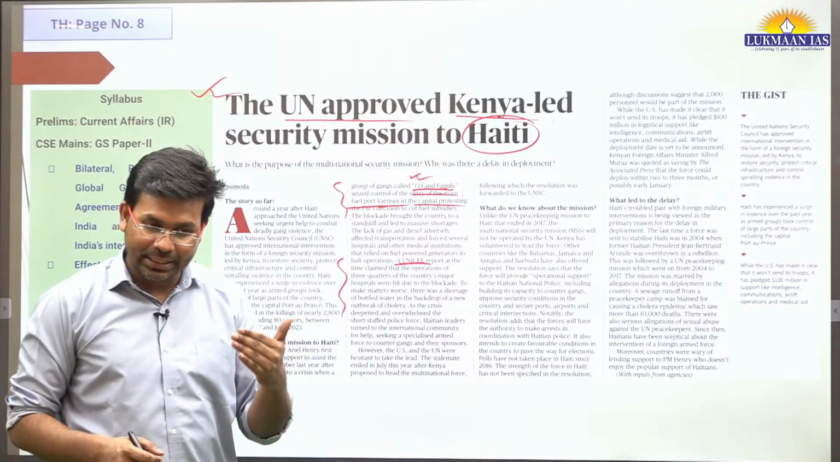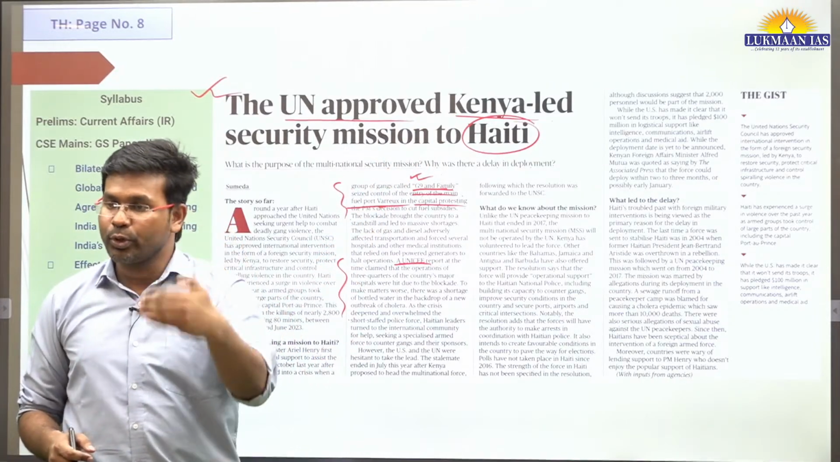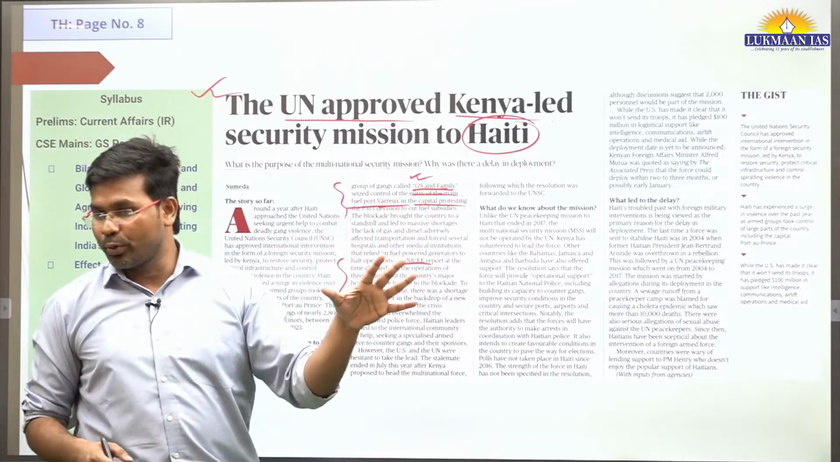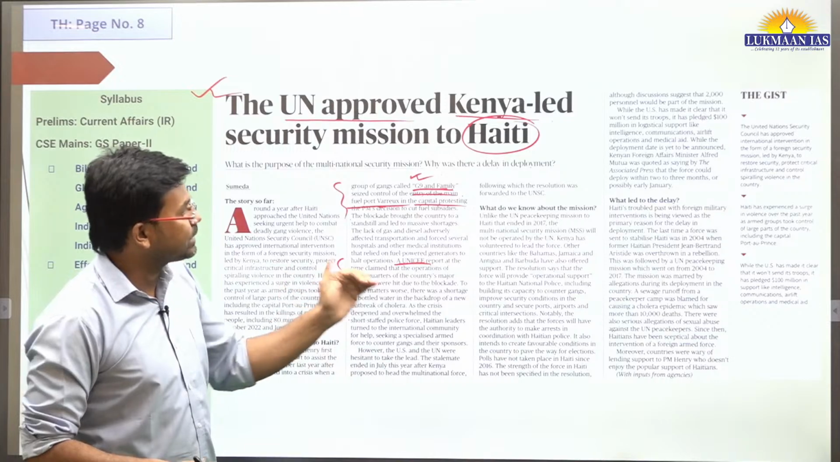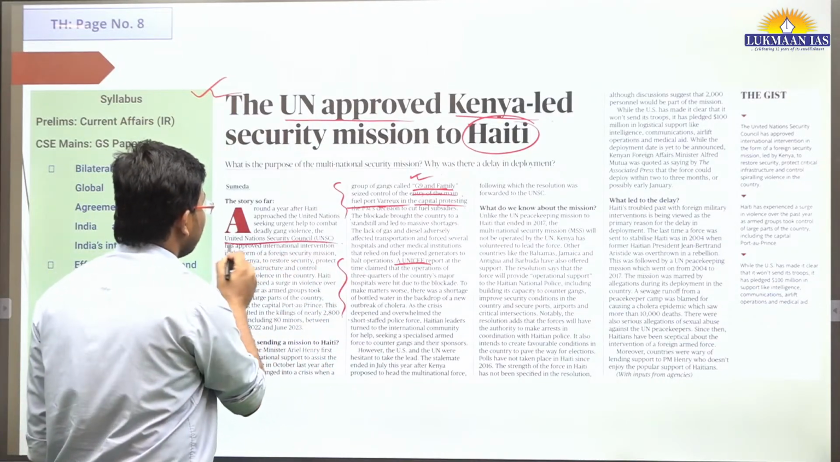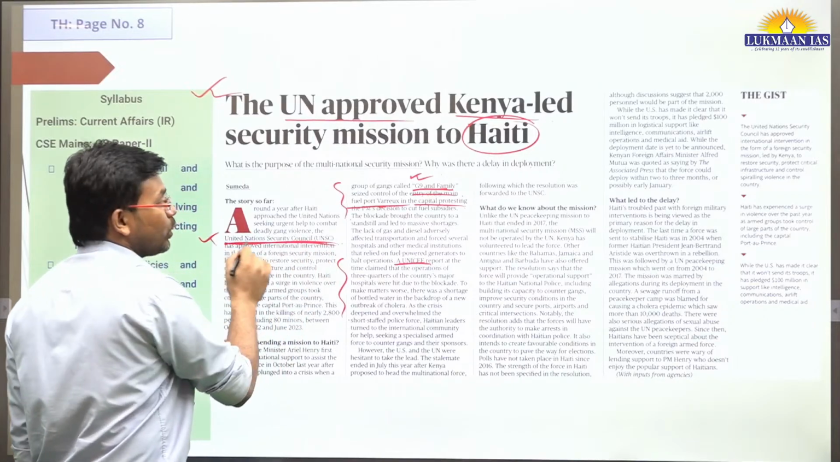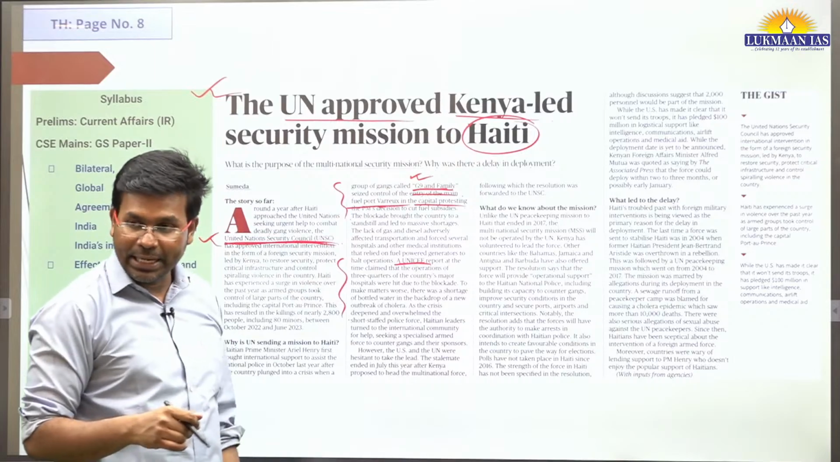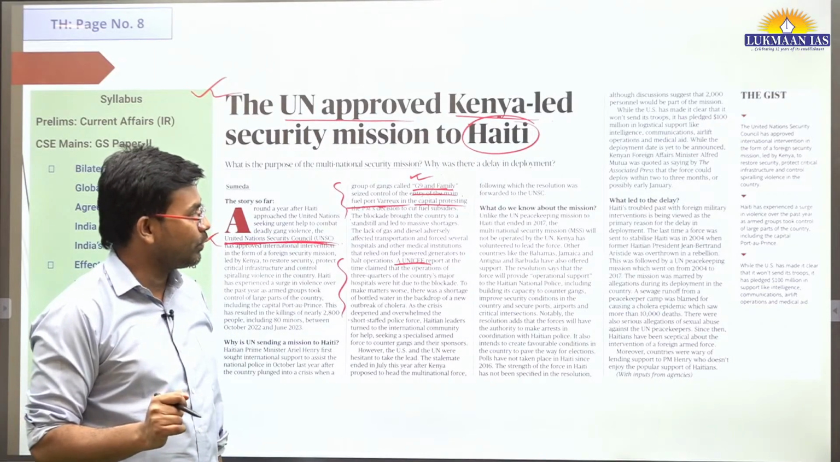So Kenya has said that we are going to come forward, we are going to provide you support against not only this group but other armed groups in your country. So this particular thing has been approved by the United Nations Security Council. Okay, it has been approved. So they are going to deploy their forces. Kenya is going to deploy its forces where? In Haiti. Okay, they are going to deploy their forces.